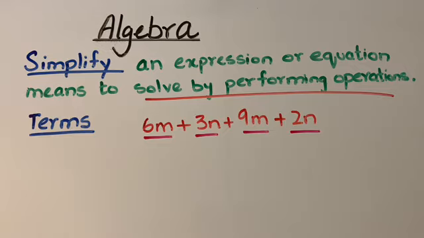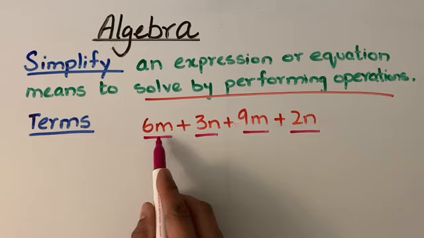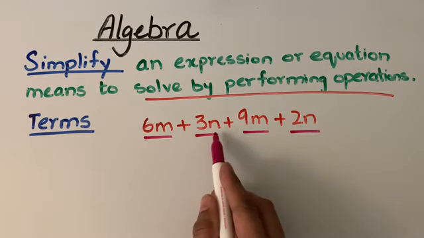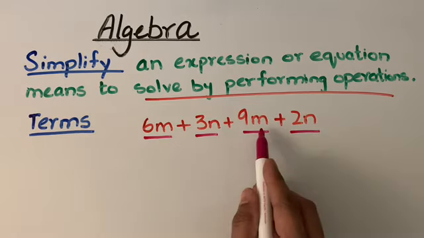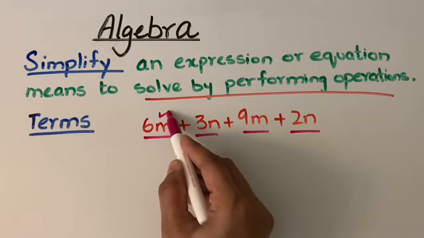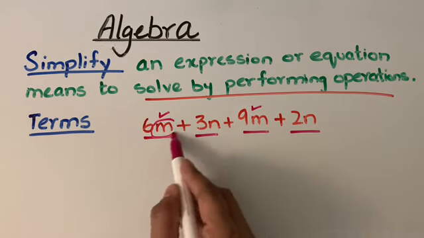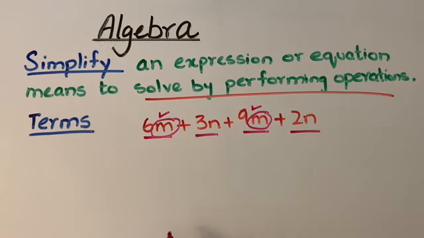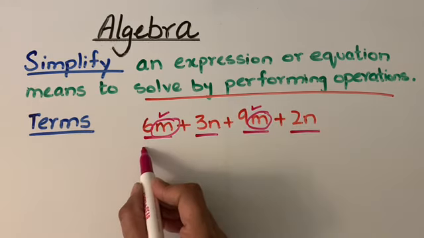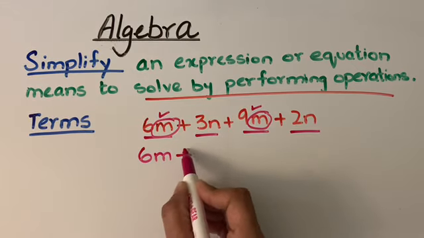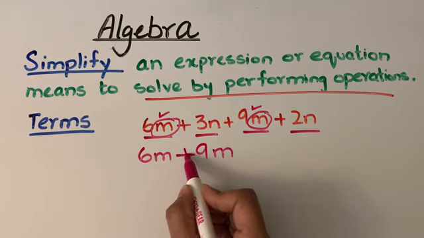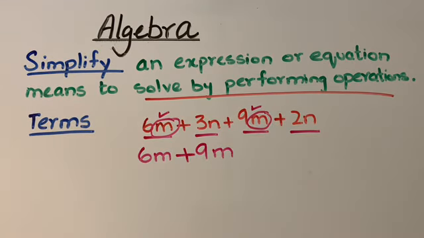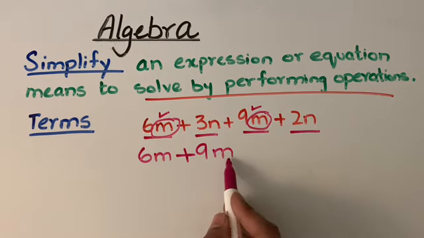Now I'm going to combine the like terms. What does like terms mean? Here we have two symbols: m, n, again m, and again n. So I'm going to combine the like symbols. 6m and 9m. Here m is common in these two terms. So 6m plus 9m, I'm going to write it together. These are like terms because both have m in common.